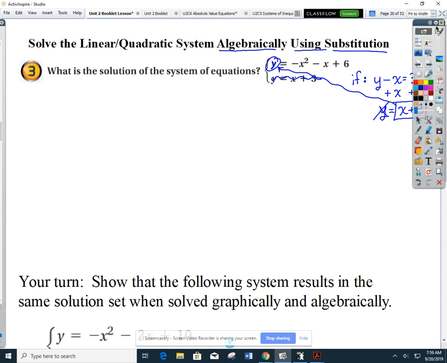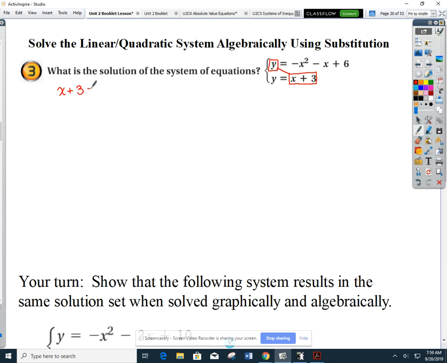Okay, so in this problem, it didn't start out like that, so I'm going to get rid of that stuff. But in this particular problem, we are able to substitute x plus 3 in place of y and set these equal to each other. So this is going to look like this. x plus 3 equals negative x squared minus x plus 6. Now we only have one letter. So the goal here is to solve for x.